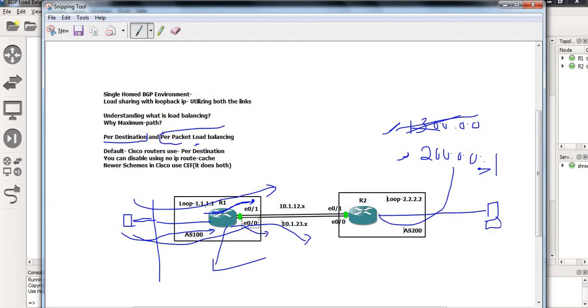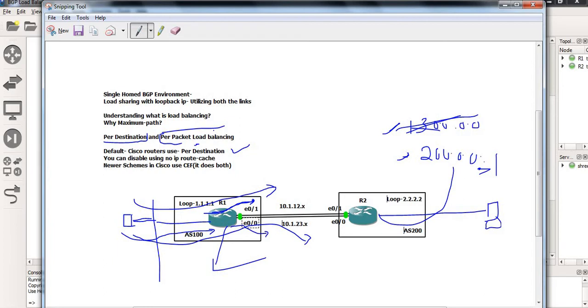When you configure per packet load balancing, it is going to take more processor hits, and the CPU and RAM will be utilized more on the routers. Most of the routers by default are configured with per destination load balancing. Please understand that by default all routers come with a load balancing scheme which is per destination load balancing.